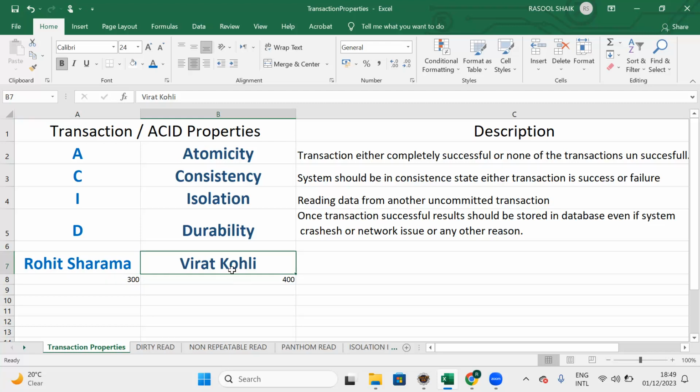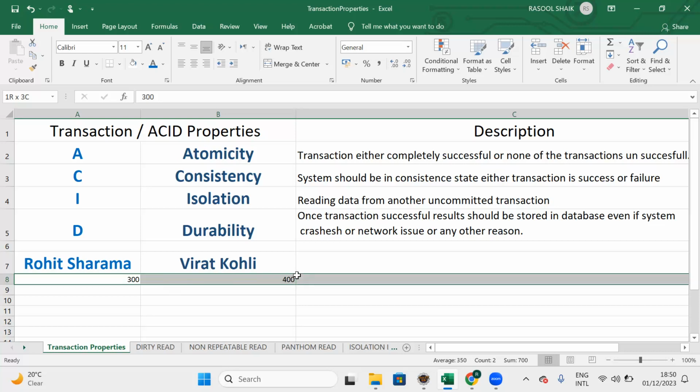Why? Because when you do a fund transfer within the same bank, there are no charges. Let's assume there are no charges for the transaction. Rohit Sharma has 300 and Virat Kohli has 400. Before the transfer, the sum of the total bank accounts, 400 plus 300, will be 700, right? So before the transaction, the sum of Rohit Sharma's and Virat Kohli's account balances will be 700.